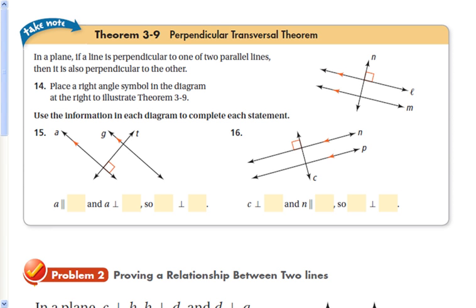All right, theorem 3.9, the perpendicular transversal theorem, says in a plane if a line is perpendicular to one of two parallel lines, then it is also perpendicular to the other. So we're going to place a right angle symbol in the diagram to illustrate theorem 3.9. So we should put a right angle symbol right there.